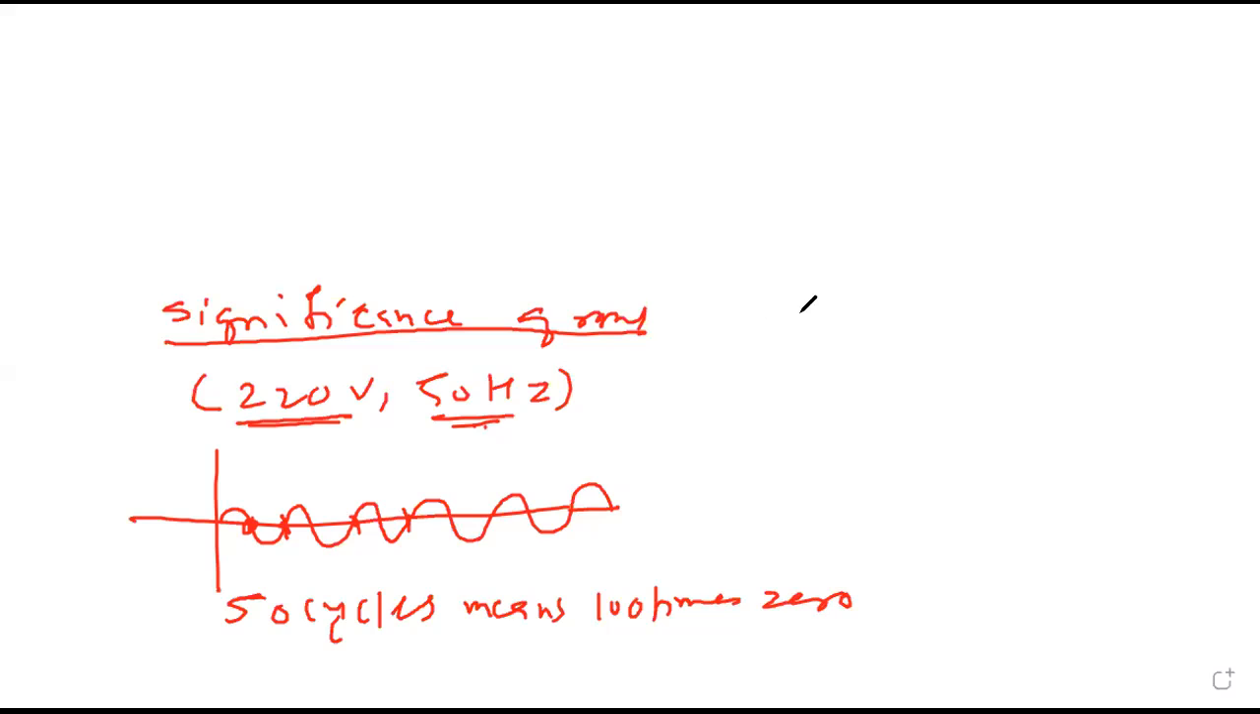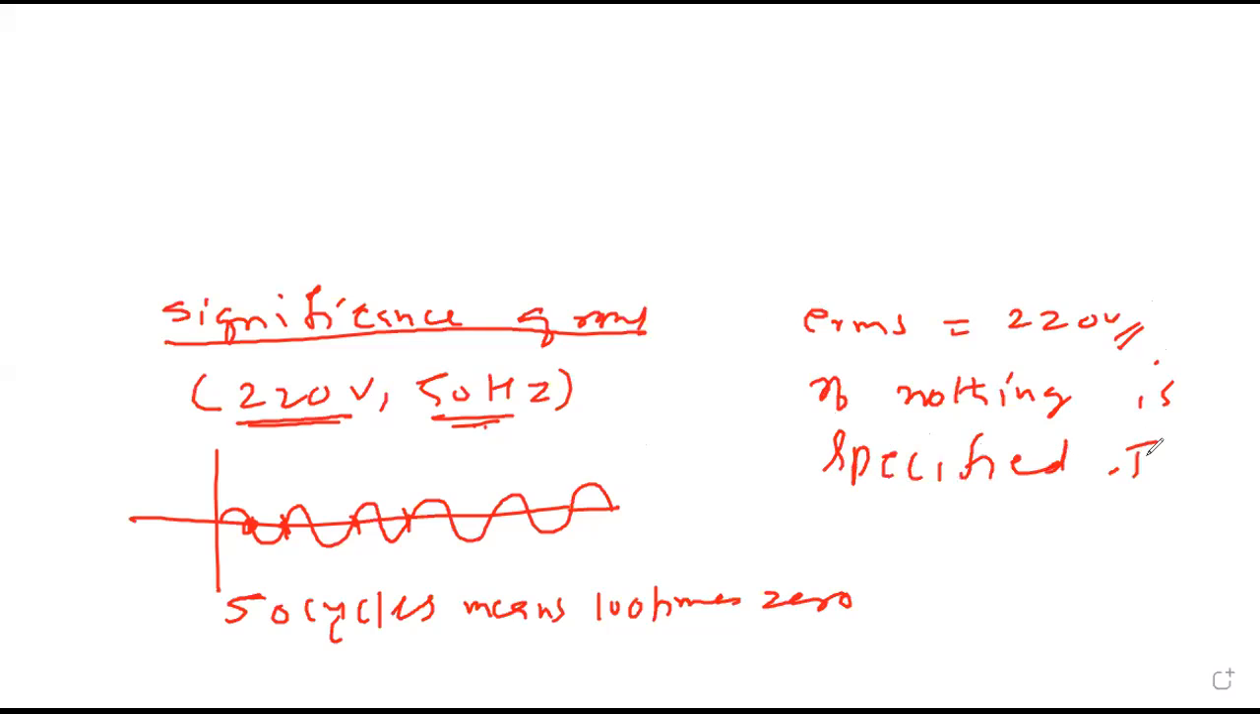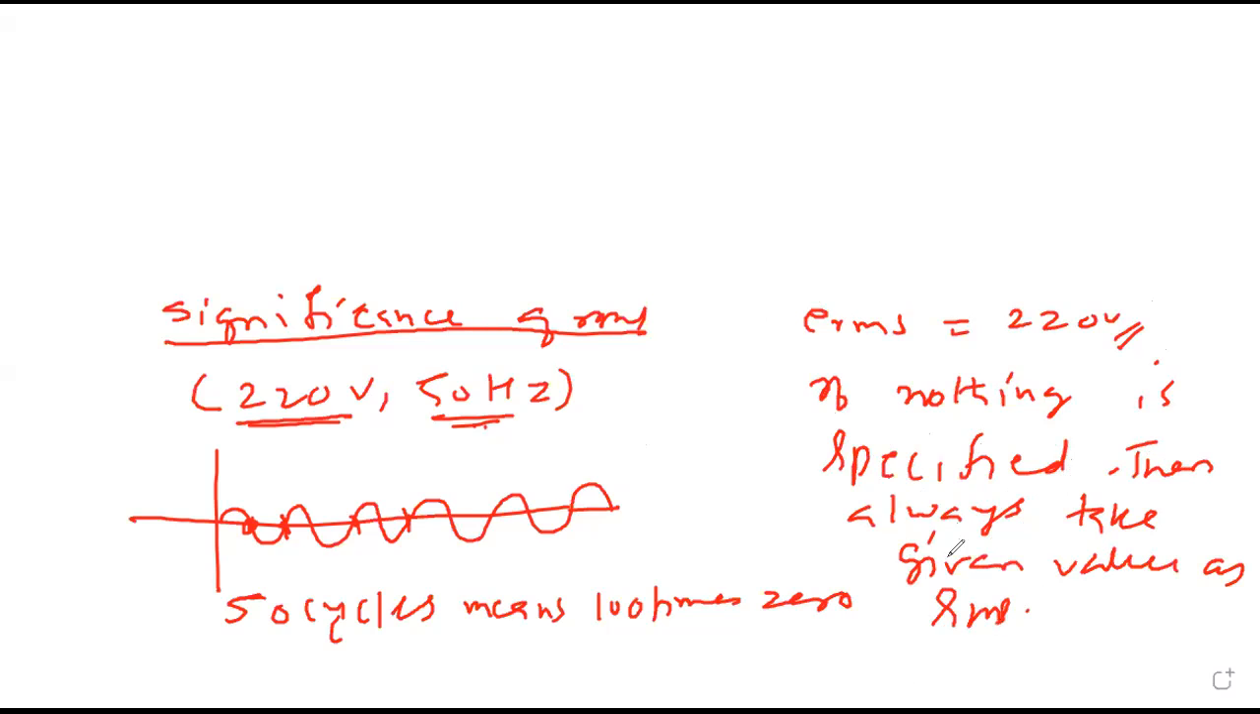And this value which is given is always RMS, so this ERMS is given 220 volt. If nothing is given, always remember, if nothing is specified, then always take the given value as RMS. Now write this much, then I'm explaining in terms of heat how it is used.